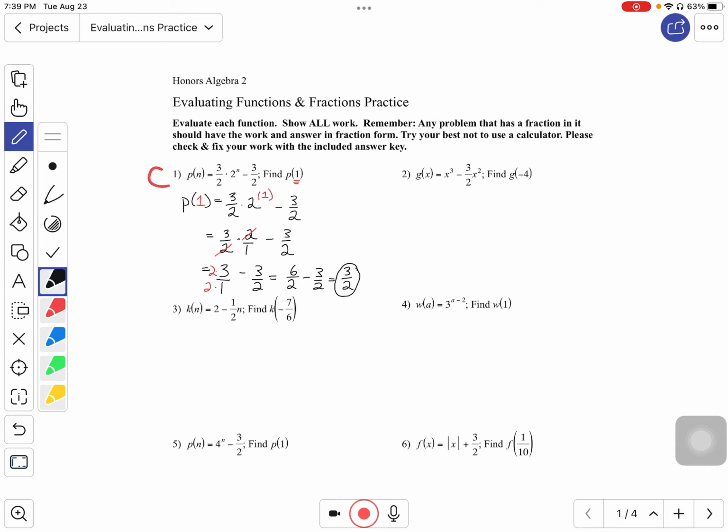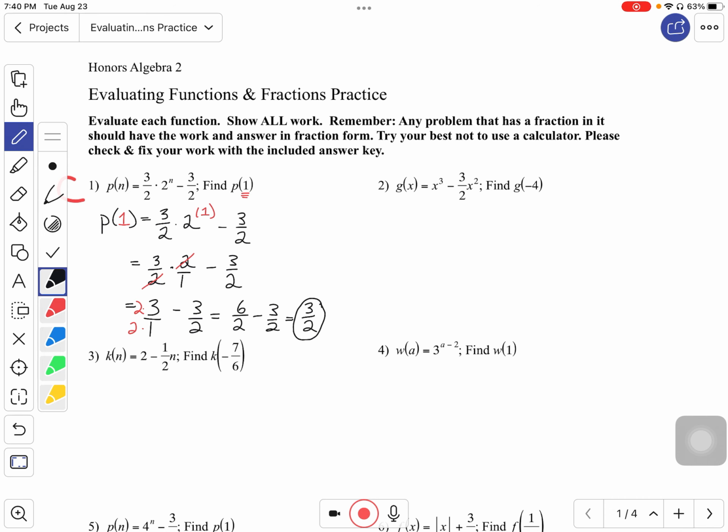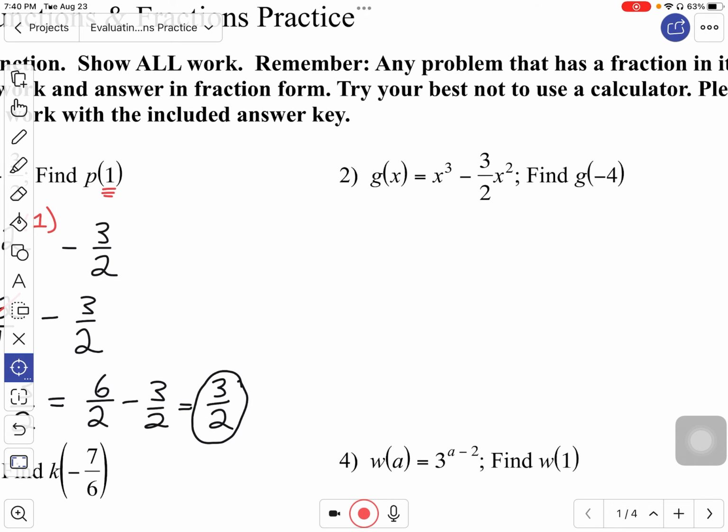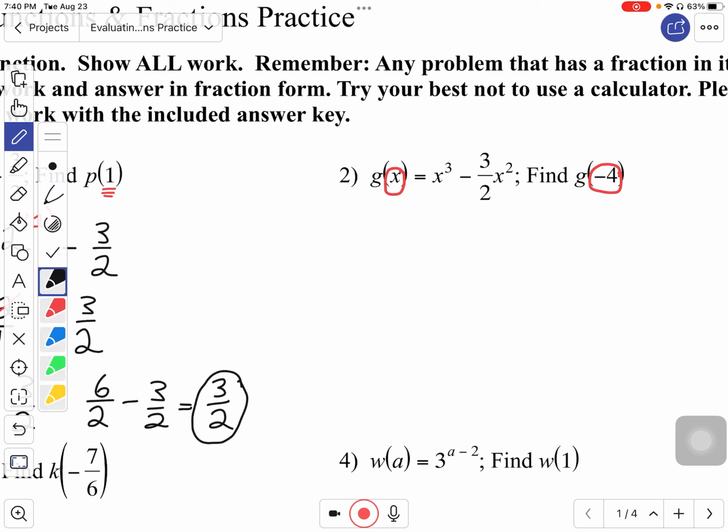So in number 2, remember the first step is to use our principle of substitution to replace what we know about x in for x in the problem. So in this case, if we just read the problem, we have g of x equals x cubed minus 3 over 2 times x squared. Or we could read that as g of x equals x cubed minus 3 halves x squared. We're supposed to find g of negative 4, which means that wherever I see an x, I'm supposed to substitute in a negative 4. So let's just set this up.